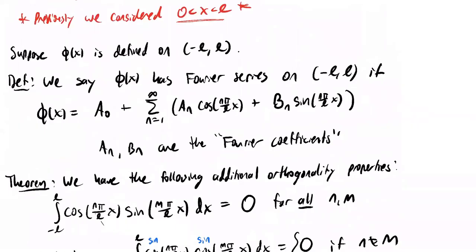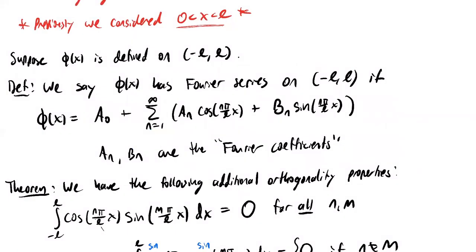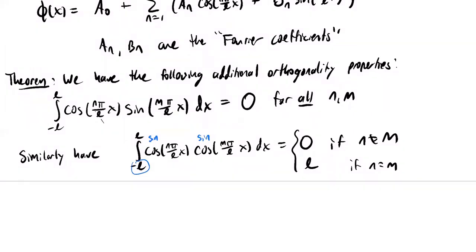Right, and then finally we have a theorem which will look very familiar about what these coefficients actually are equal to, right? So what is a formula for a_n and what is a formula for b_n?